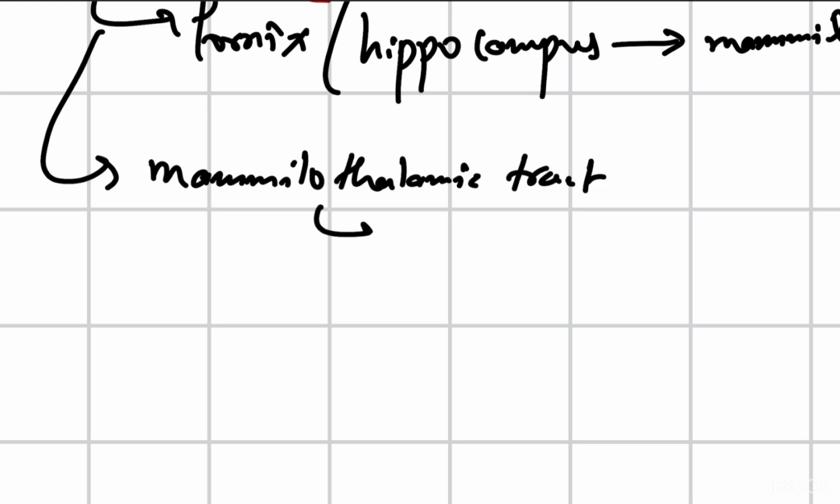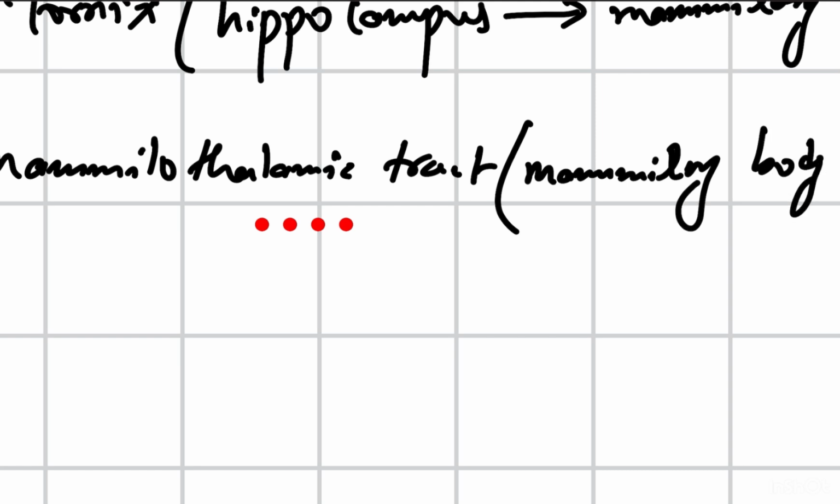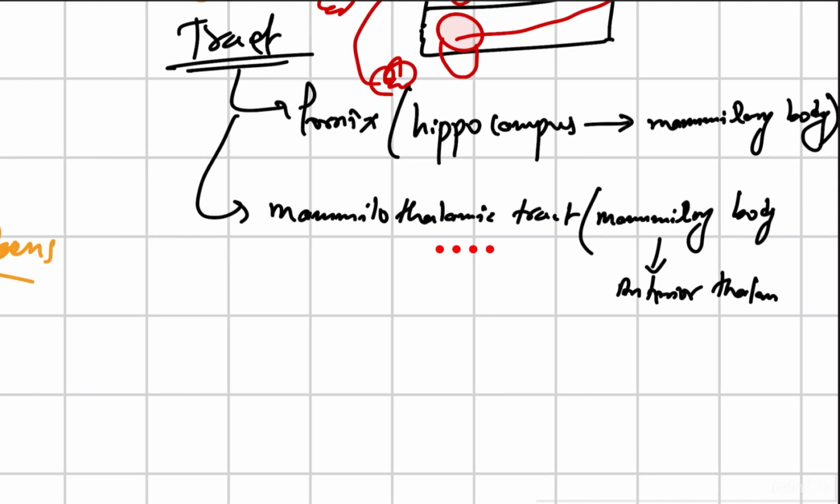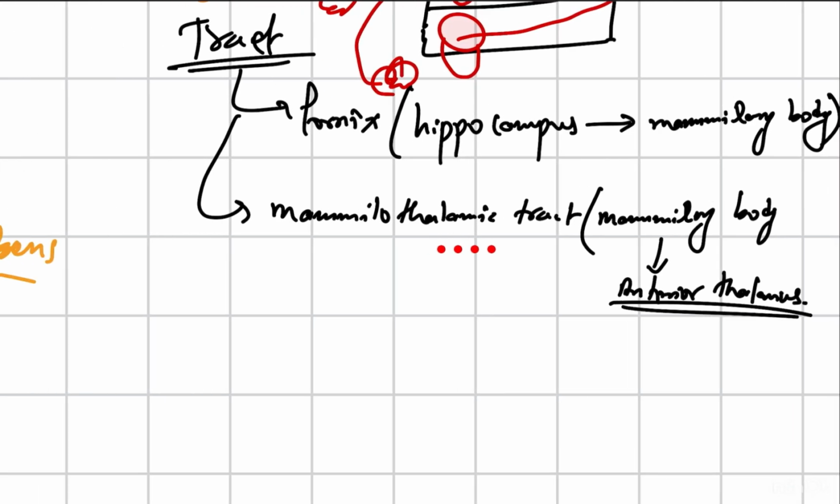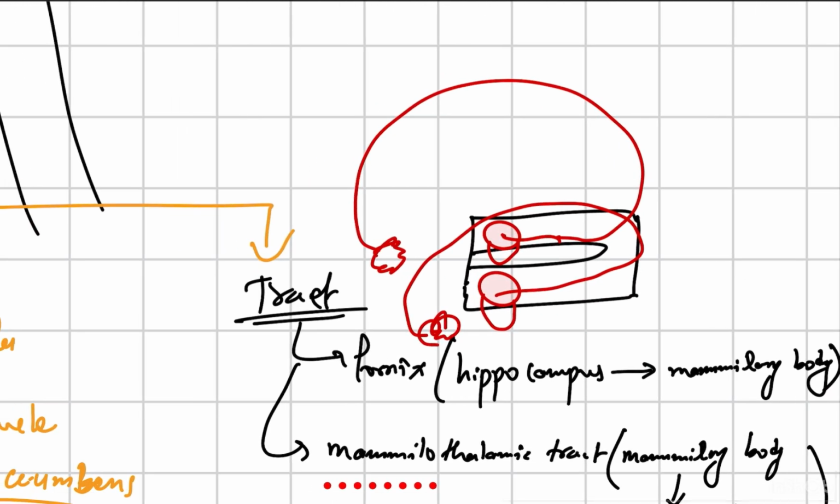It connects the mammillary body to the thalamus, the anterior thalamus. Mammillary body to the anterior thalamus. Like when we draw the image, this is the mammillary body. Here is the thalamus.